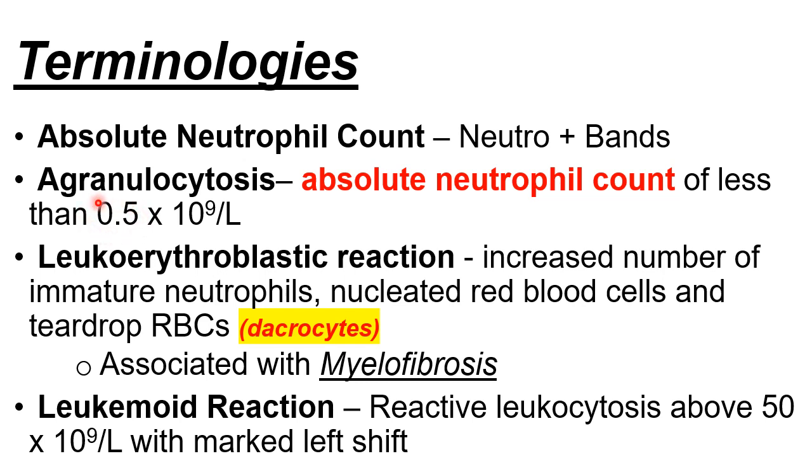General term si neutropenia, pero si agranulocytosis mas specific kasi meron siyang require na specific na level of your absolute neutrophil count. Next terminology naman natin is yung leukoerythroblastic reaction. So, ihimay natin itong term na to, no? Leuko means WBCs, erythro, RBC. Pero anong type of cells ba?